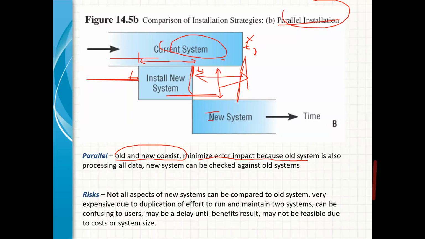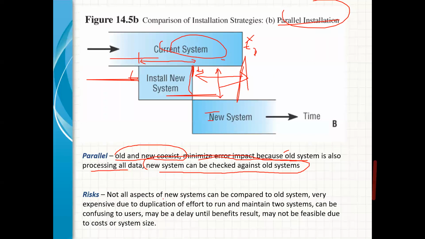errors, because the old system will still be in use and process any data. By using the two systems in parallel, the new system can be checked against the older system. So this is the best approach, by the way. You take like 1 month and run both the old system and the new system. It gives you the flexibility to compare the results of the two systems, and after some time you can decide to completely shut down the old system and continue with the new system.